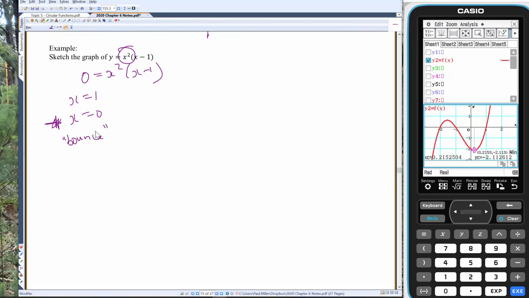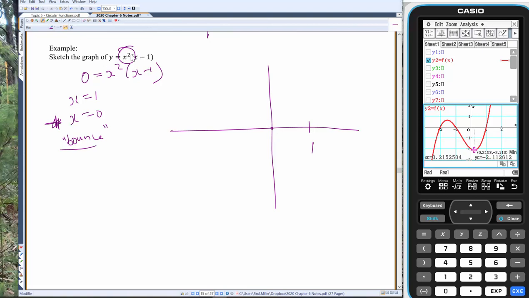So again, don't be telling your tutors that that's a technical maths term or anything like that. A bounce is just what I call it. Okay, let's see what that might look like. So at 0, we've got a bounce, and there's another x-intercept at 1. The y-intercept is obviously going to be 0 because it goes through the origin.